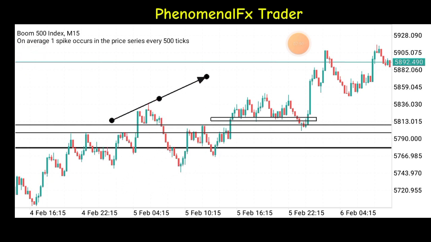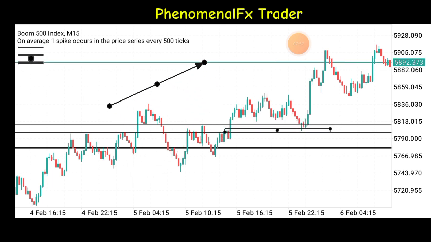All right, but you can see what happened. The market had to come to this level first, hitting this particular order block here. Let me take this and put it right here.